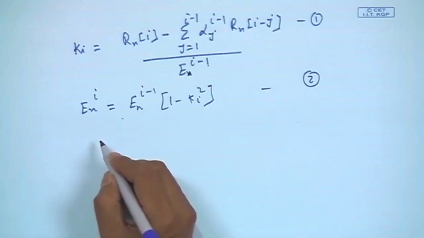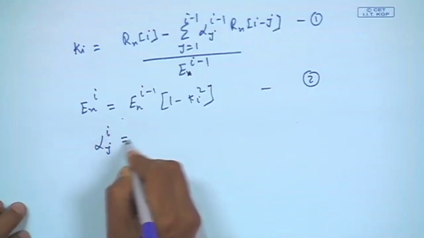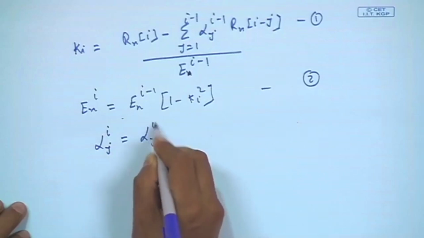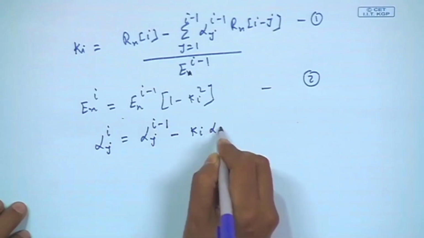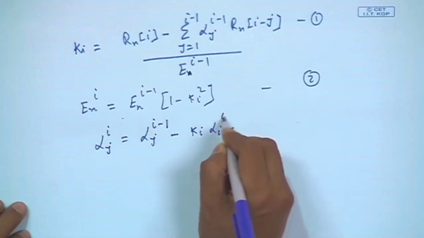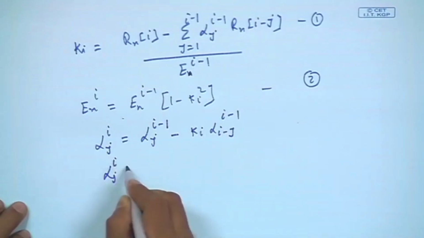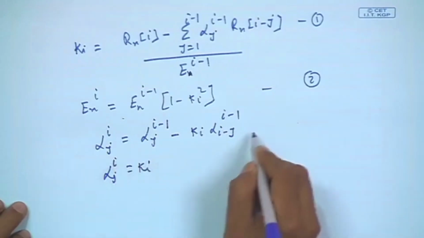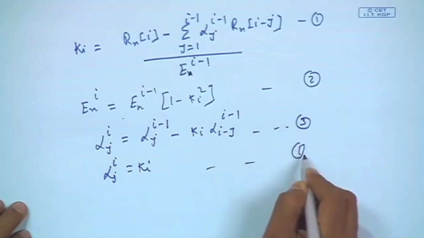Then I can say alpha j I is equal to alpha j I minus 1 minus k I alpha I minus j I minus 1, and alpha I I is equal to k I. This is the 3, this is the 4 equation.